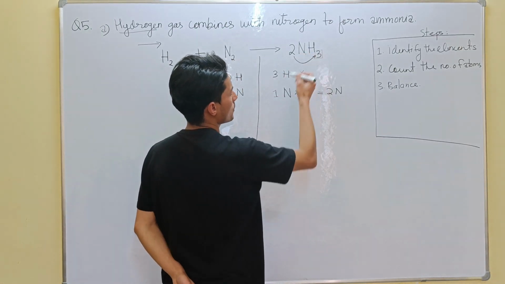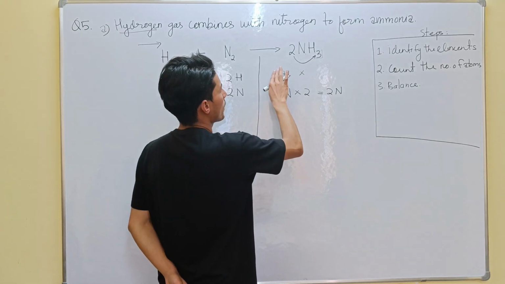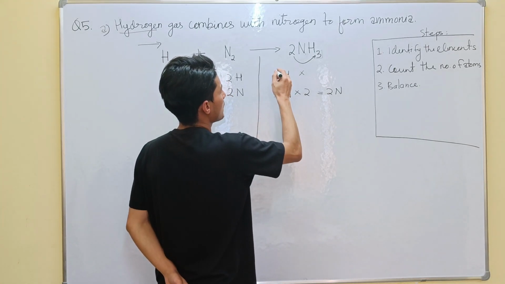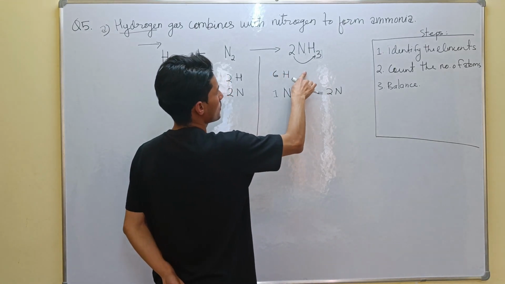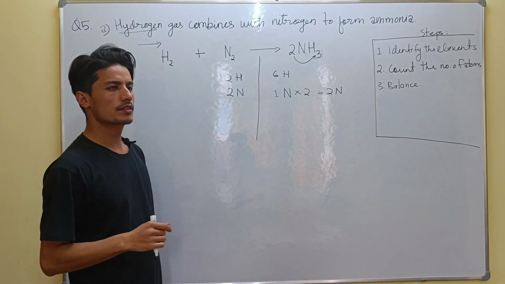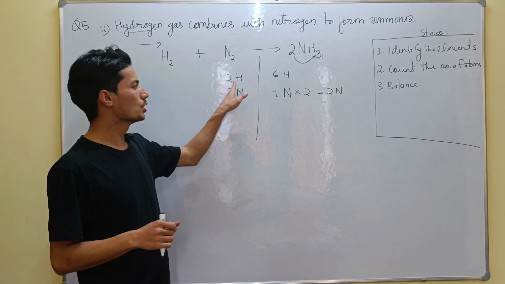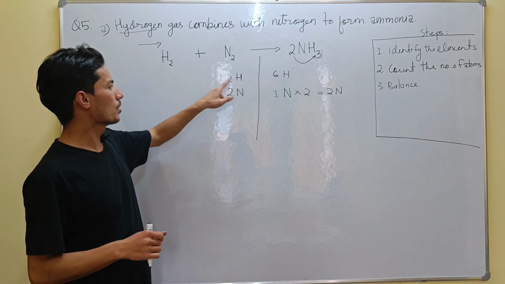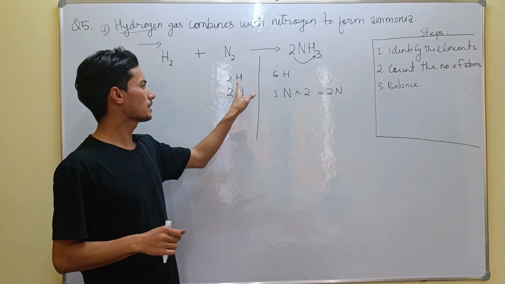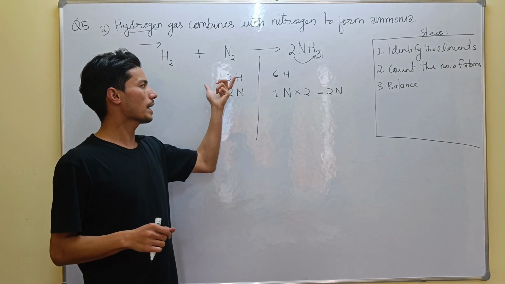So this is 2 3s are 6. So the number of hydrogen has now shot up to 6. So we have 6 hydrogen here. How many hydrogens are here? 2. So now this side is already more, this side is less. So we have to add a number here.